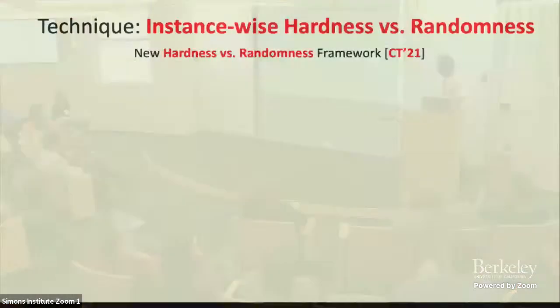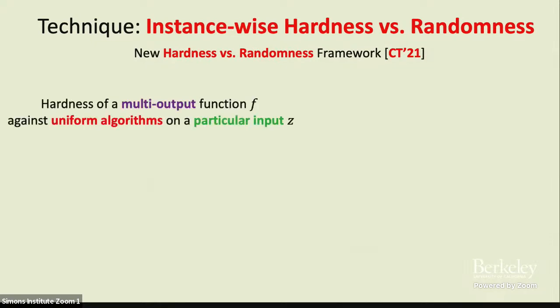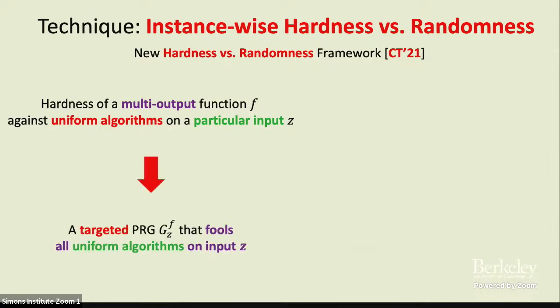Here's the new thing. This one gives you a PRG, but we want a targeted PRG, of course. So what do we do? Essentially, you assume hardness of a multi-output function f. Let's say f maps n bits to n^epsilon bits, against uniform algorithms on a particular input z. This gives you a targeted PRG G^f. So G depends on f, and G also takes z as input, and fools all small uniform algorithms on input z. By small, let's say the uniform algorithm runs in t time, then the generator runs in poly(t) time or t^(1+epsilon) time.